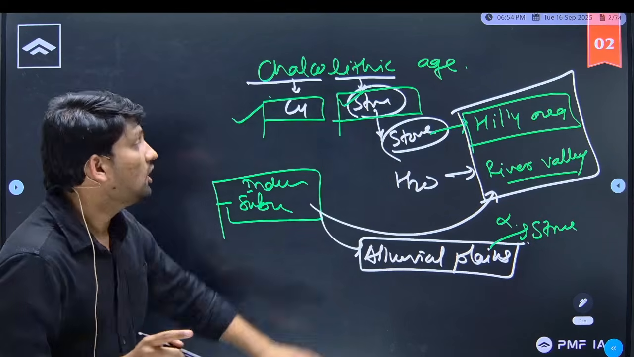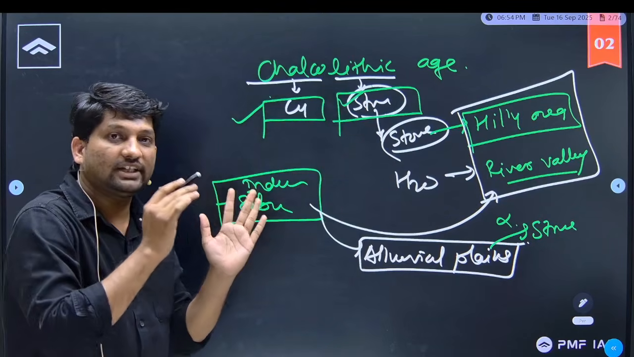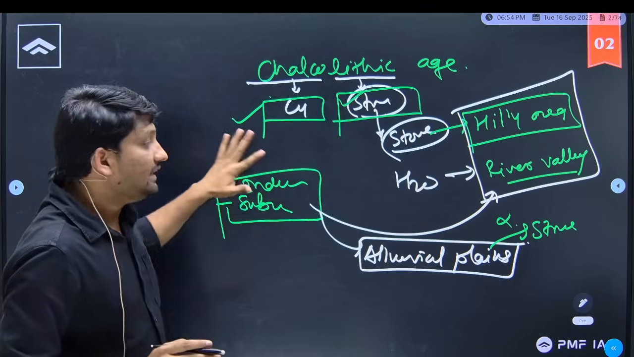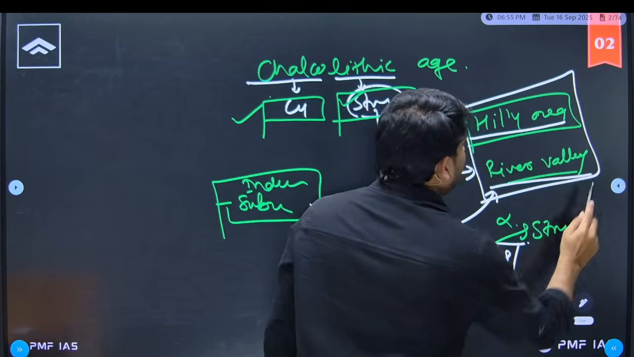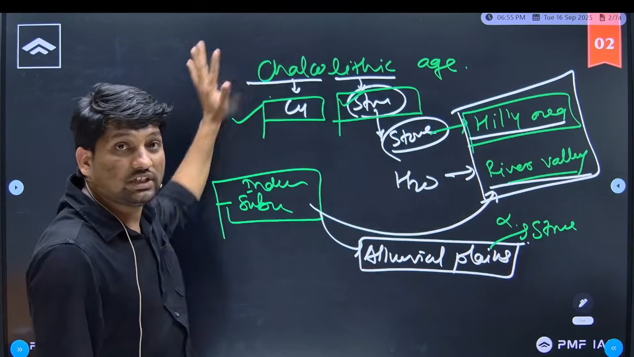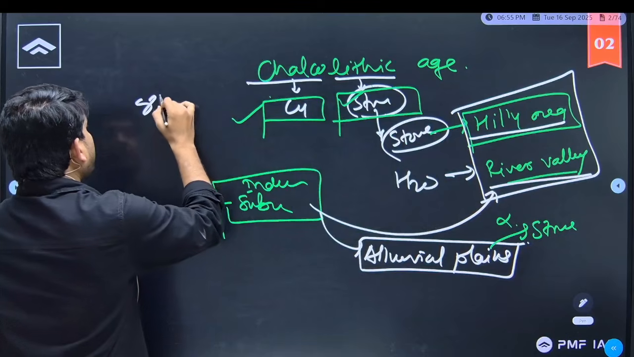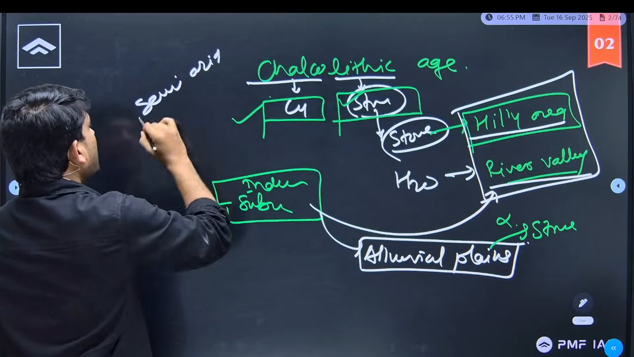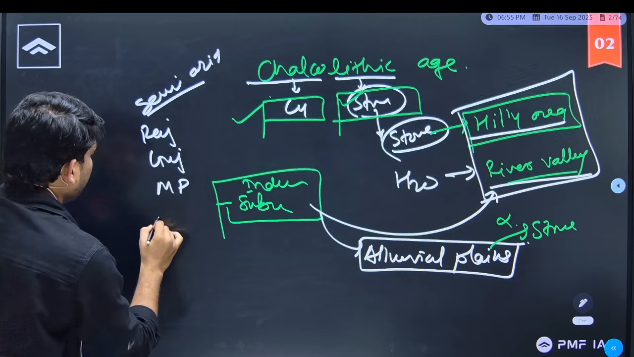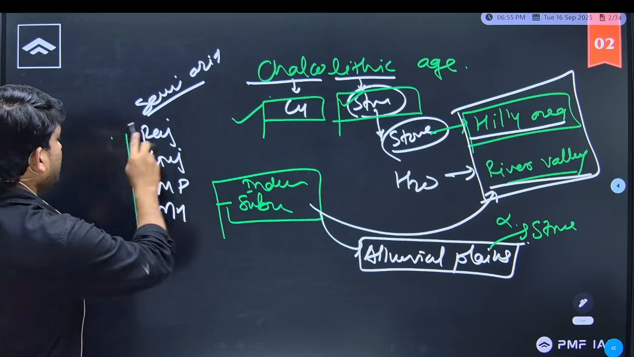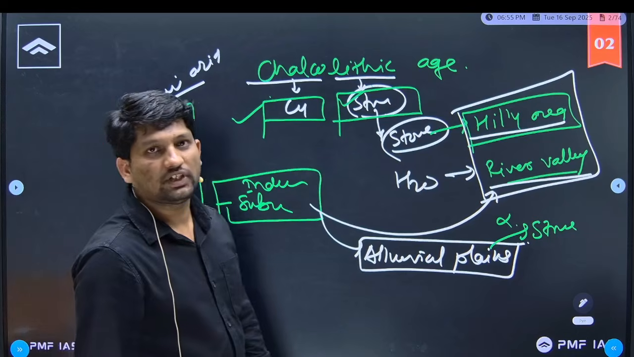That's why remember, though these cultures are basically found in the entire Indian subcontinent, these are mainly concentrated in hilly areas and river valleys, and these mostly flourished in the semi-arid region of Rajasthan, Gujarat, Madhya Pradesh and Maharashtra.